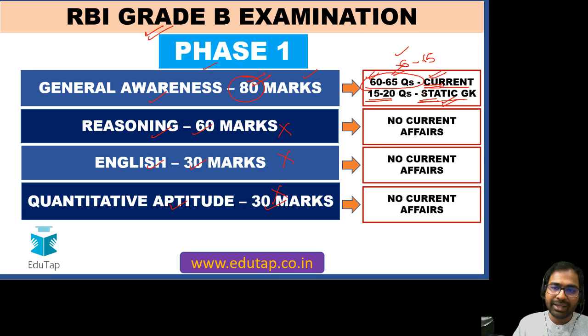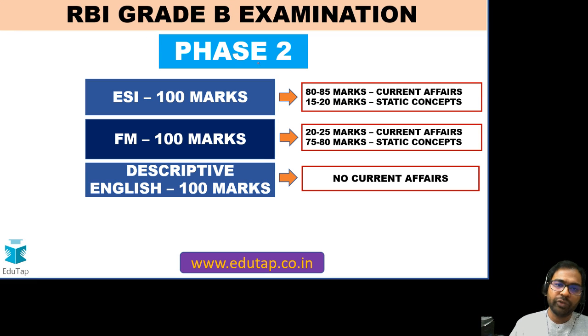Right, so you have to understand that out of 80 marks in general awareness, almost 60 to 65 marks of the paper is based on current knowledge. Only 15 to 20 marks of the paper is based on static knowledge, that is static GK. So this should be clear first of all, that in phase 1, this section is the one where current affairs are very important. Let's move on. Coming to phase 2.